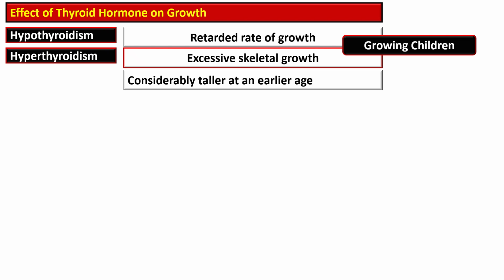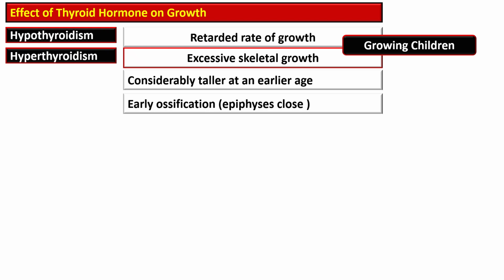While excess thyroid hormone, or hyperthyroidism, results in accelerated skeletal growth that leads the child to become taller at an earlier age, but bone maturation also speeds up. So the epiphyses are closed earlier, and the result is shorter adult height.